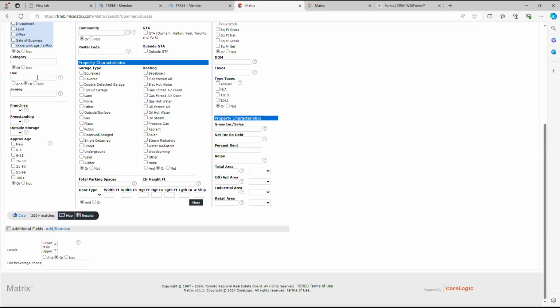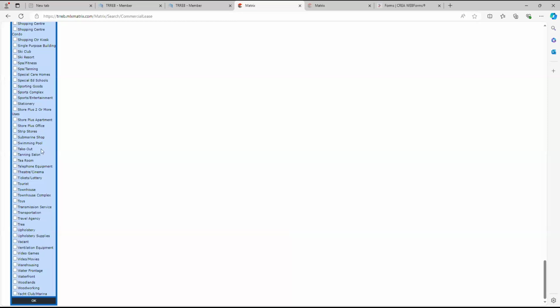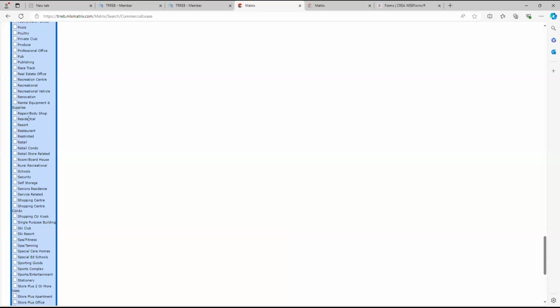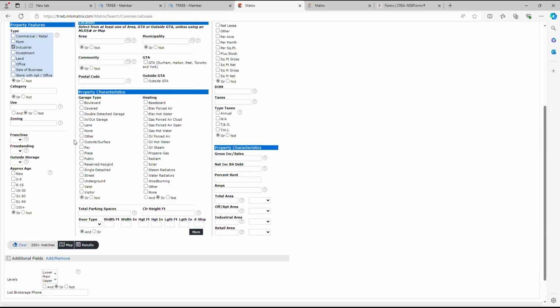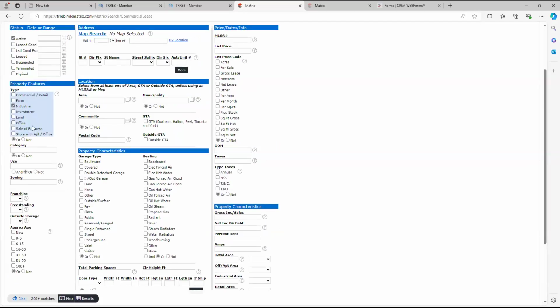Of course, the use again. Some people want a specific use, you can go there as well. Every use you can find, even for industrial, they say what they're looking for, right? So in this case, for the training purpose, I do not want to touch anything now.